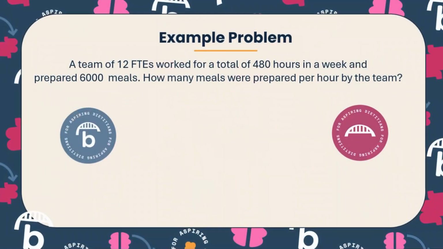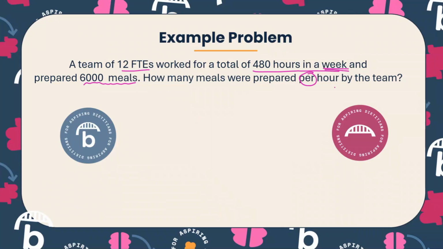Let's do one last one together, and then you'll do some more on your own. We'll walk through this one carefully because this is where productivity, FTE, and dimensional analysis all come together. This question says we have a team of 12 full-time employees working together for a total of 480 hours in a week. We're talking about weekly here. And they prepare 6,000 meals. How many meals were prepared per hour by the team?